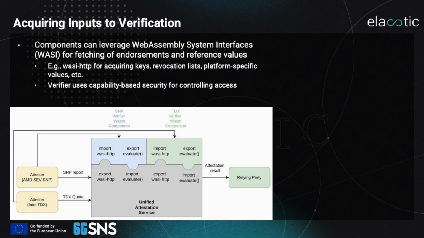The components can leverage WASI interfaces for fetching endorsements, reference values, and other inputs needed for verification of evidence. For example, the WASI HTTP interface can be used for acquiring keys, revocation lists, platform-specific values, or other needed information. The verifier can use capability-based security for controlling the component's access to such interfaces.